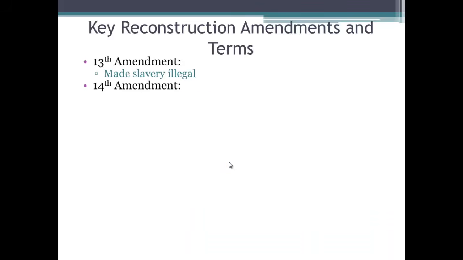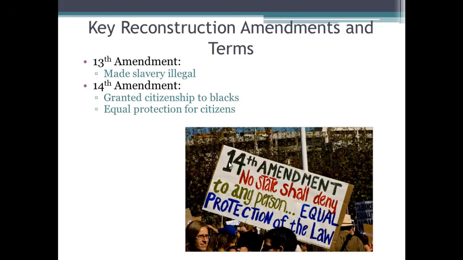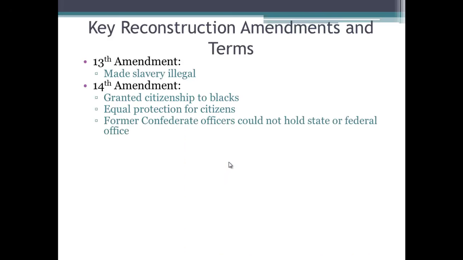The 14th Amendment comes a little bit later and does a couple things. One, you must know, it granted citizenship to blacks and also provided equal protection for citizens that could not be denied. And the other thing it did was make it so that former Confederate officers could not hold state or federal office. This was directed at, for example, Alexander Stephens. Any high ranking Confederate official could not hold a state or federal office.